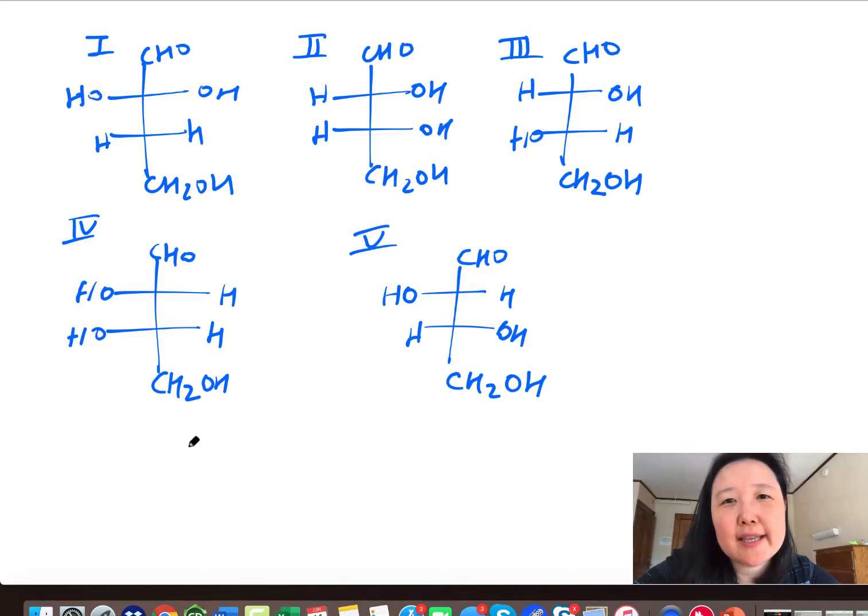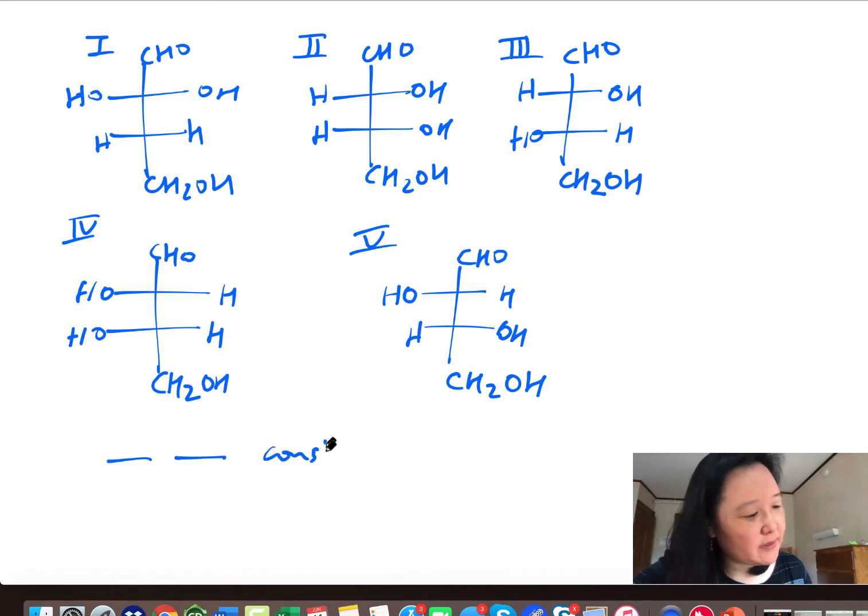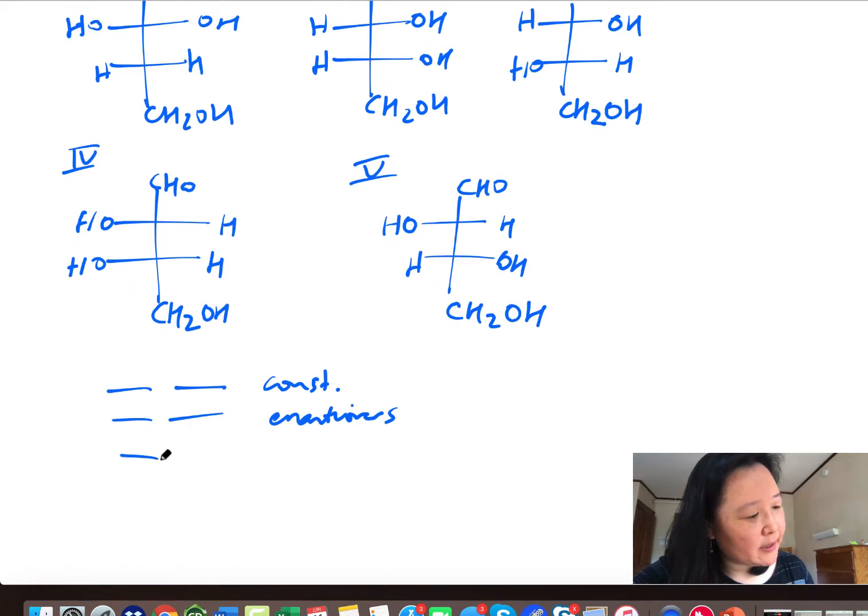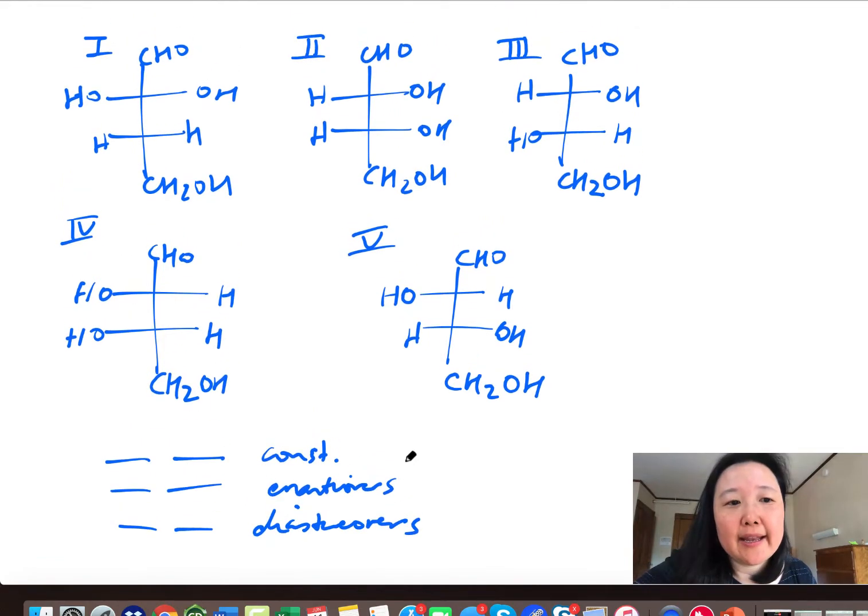Okay, so what I'd like you to do is use the terms I threw at you earlier. One of these is more different than the others, and I want you to point out what pairs are. Give me an example of two molecules that are constitutional isomers of each other, two molecules that are enantiomers of each other, and two molecules that are diastereomers of each other. There might be multiple answers, so see if you can find them all. I'll give you a chance to pause it and come back.